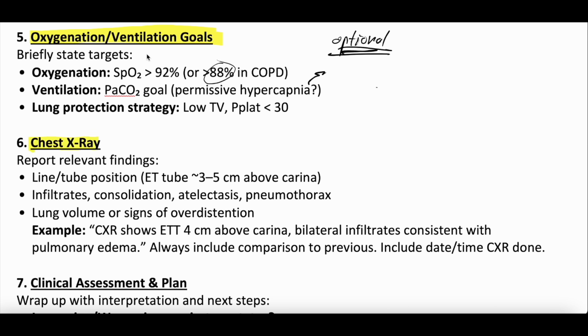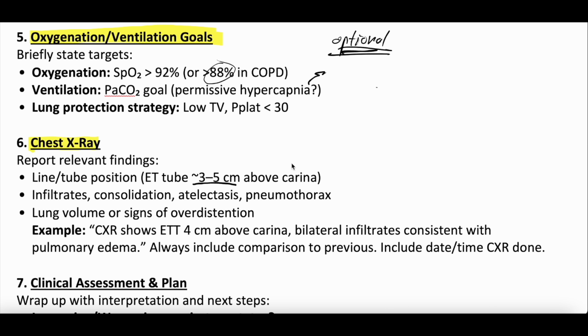So step 6 is the most recent chest x-ray. Many patients who are on ventilators get chest x-rays every day. You don't necessarily have to, but that's a discussion for another time. People have differing opinions on that. But if you are getting chest x-rays, it's really important to present the endotracheal tube location, how many centimeters above the carina it is, right? The carina is where the trachea bisects into the right and left bronchi. So that is important. Also, any kind of infiltrates, consolidations, atelectasis, certainly pneumothoraces are all important to present too.